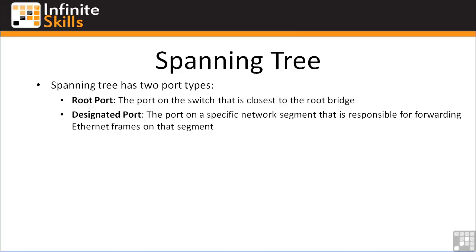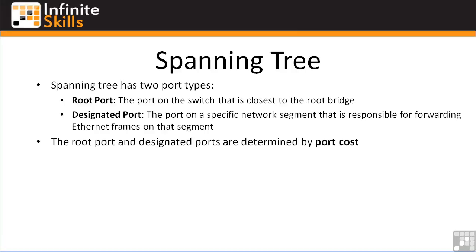The designated port is the port on a specific network segment that is responsible for forwarding Ethernet frames on that segment. So you might ask yourself, well, in a network where everything's connected to everything else at some level, how do you know which one's a root port, which one's a designated port, and so on and so forth? Quite simply, the root port and designated ports are determined by the port cost. Each port in Spanning Tree has a cost associated with it, the cost to the root, and that cost is determined by the bandwidth of all of the links between that port and the root bridge.